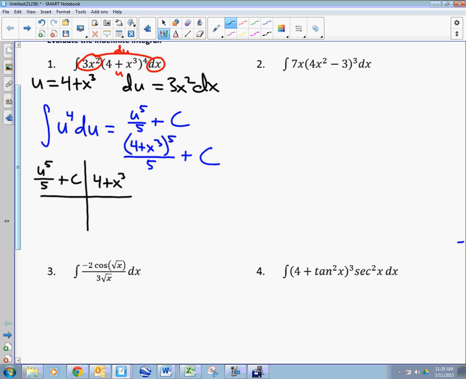What's the derivative of the constant? 0. What's the derivative of u to the fifth over 5? U to the fourth. What's the derivative of 4 plus x to the third? 3x squared. Multiply them, and I get 3x squared times the quantity 4 plus x to the third, to the fourth power. You don't have to verify it every time. I just did it once for teaching purposes so you could see how closely connected the substitution rule is with the chain rule.